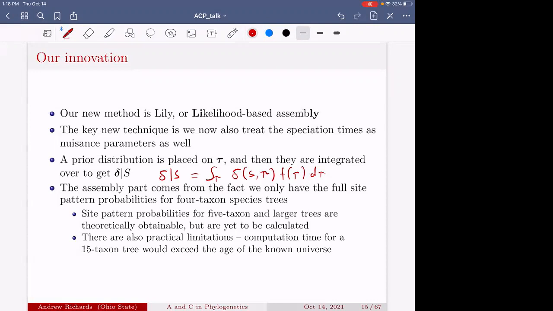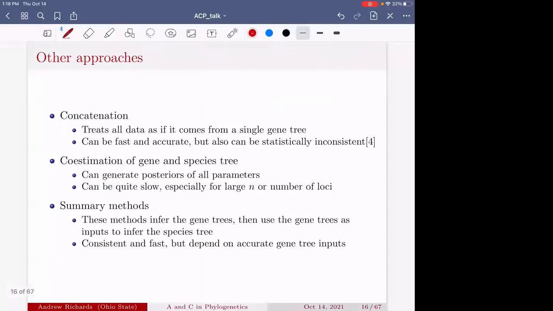So that's our approach. Quick comparison to other approaches. Our approach is to treat each site as if it were independent and integrate over those site histories. Other approaches, one is concatenation, which is to treat all the data as if it comes from a single gene tree, and then that gene tree that gets inferred is taken as your species tree.